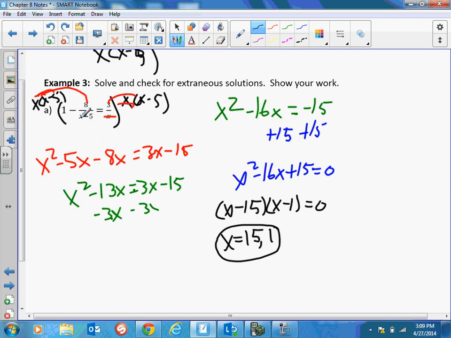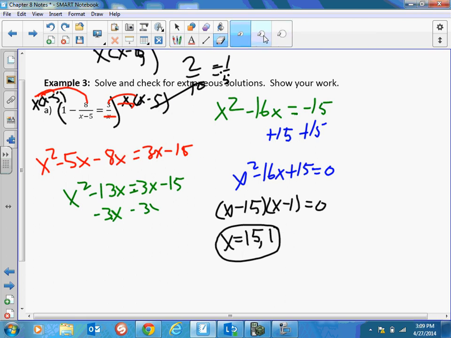You can plug them back in and check it. 15 minus 5 is 10, so 1 minus 8 tenths is 2 tenths. Over 3 divided by 15 is 1/5, and 1/5 and 2 tenths are the same thing, so that does check out. Okay, so you know 15 works.